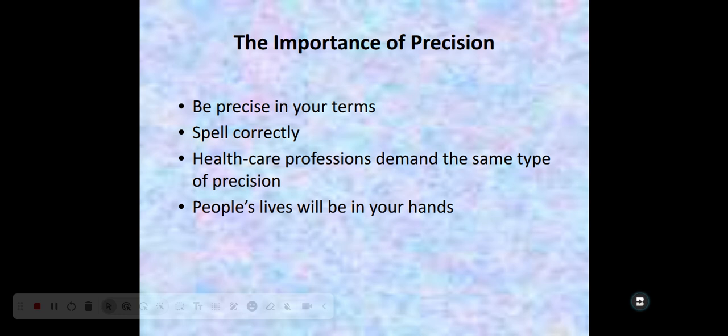So be precise whenever you are using your terms. The importance of all of these is just to be precise. You want everybody to be on the same page when it comes to describing parts of the body and describing what they're going to do to the body, whatever the surgery is. You want everybody to be on the same page. So you want to be precise in your terms, spell things correctly. Healthcare professionals demand the same type of precision amongst each other, and people's lives will be in your hands.